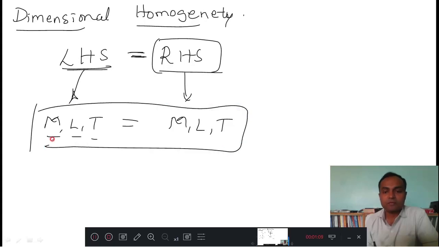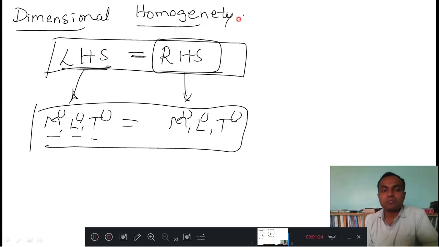They must be equal. Or I can say that the powers of M and M must be the same, the powers of L and L must be the same, and the powers of T and T must be the same. Then I can say that the given equation is dimensionally homogeneous. Okay, that is the simple thing.